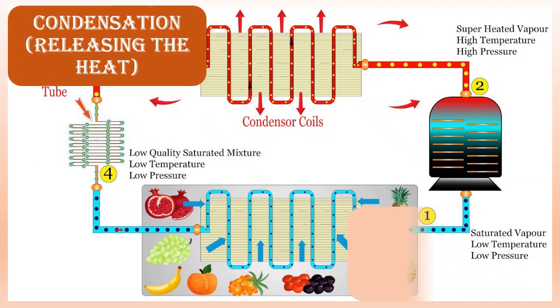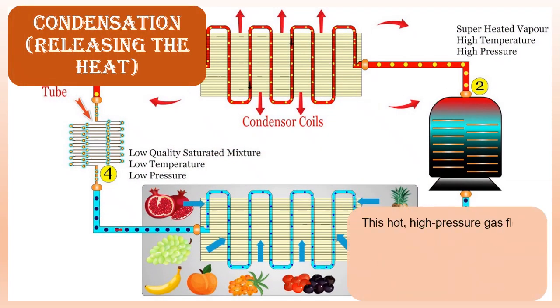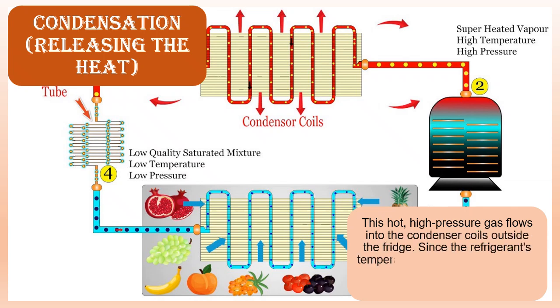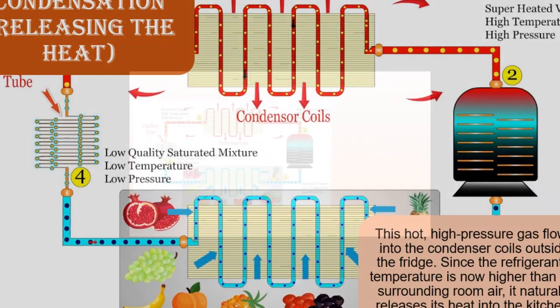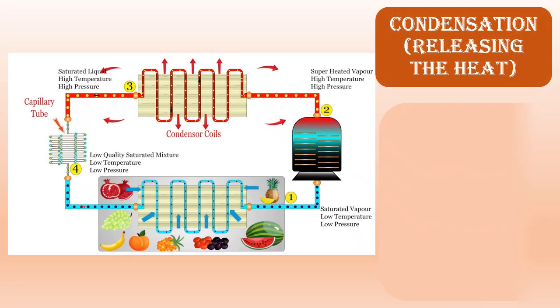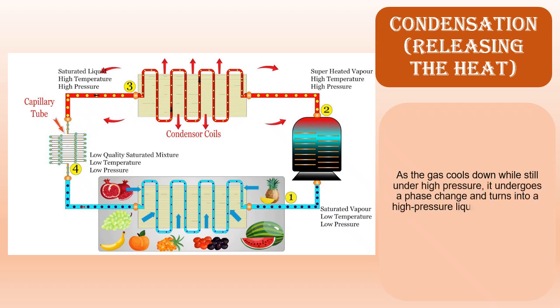Condensation, releasing the heat. This hot, high-pressure gas flows into the condenser coils outside the fridge. Since the refrigerant's temperature is now higher than the surrounding room air, it naturally releases its heat into the kitchen. As the gas cools down while still under high pressure, it undergoes a phase change and turns into a high-pressure liquid. This is where the heat removed from the food is expelled.